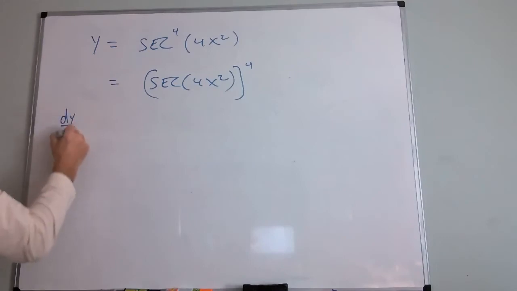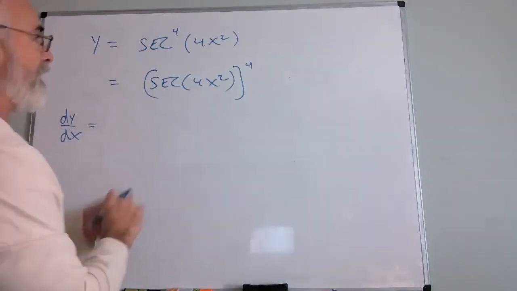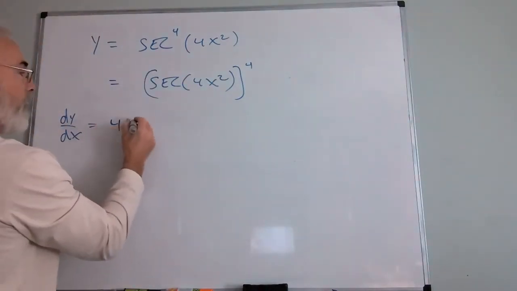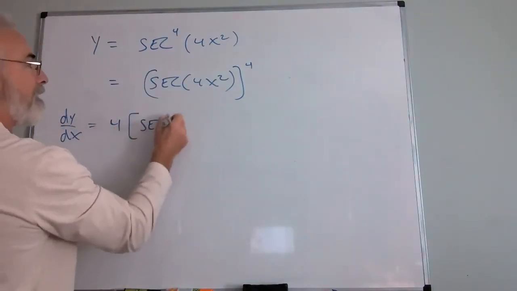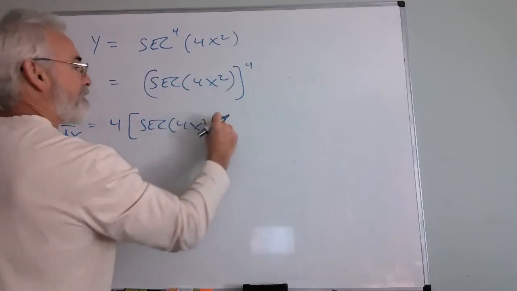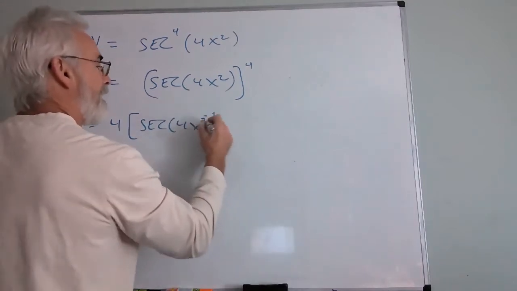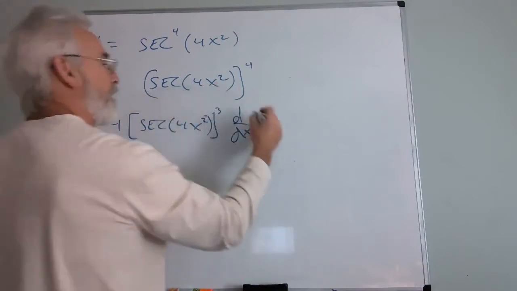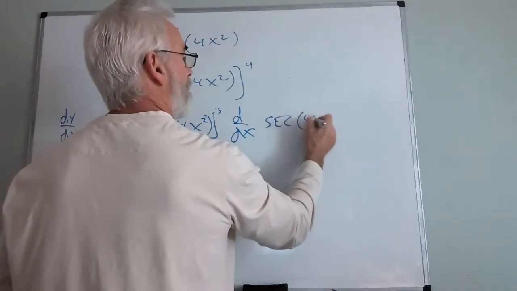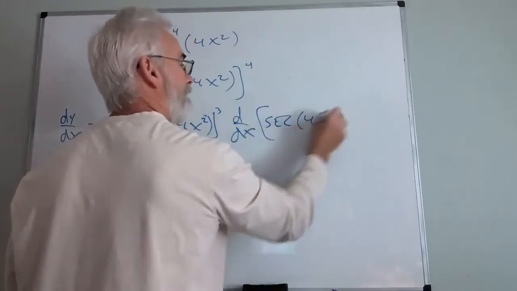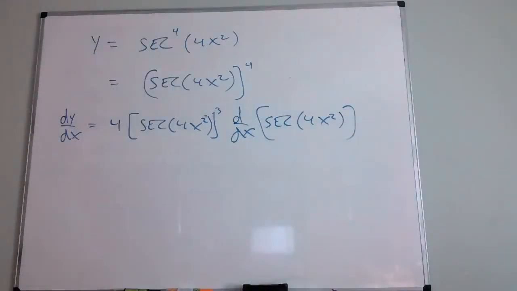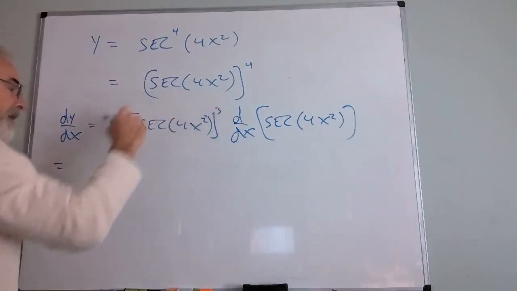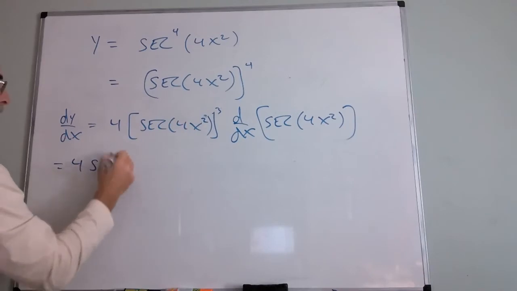So dy dx, I have thing to the 4th power. So this would be 4 thing cubed times the derivative of thing. But what's thing? Thing is secant x squared. But what's that? Well, I can put this 3 here. I know that. So I'm going to go ahead and write it there.